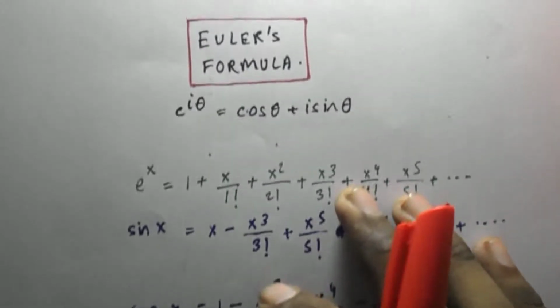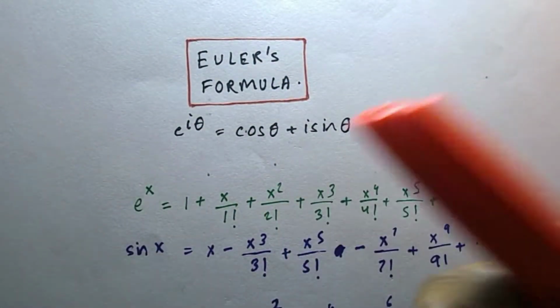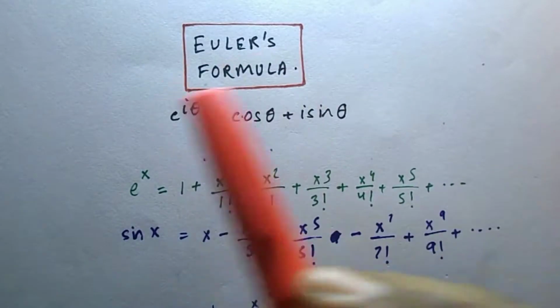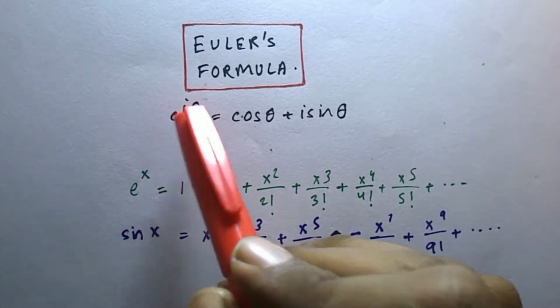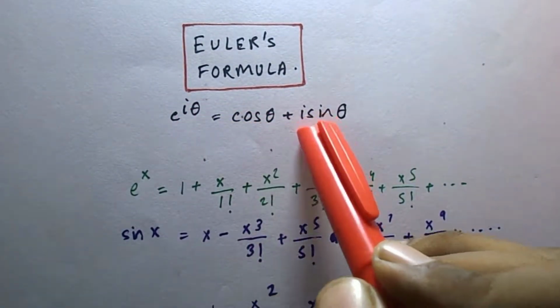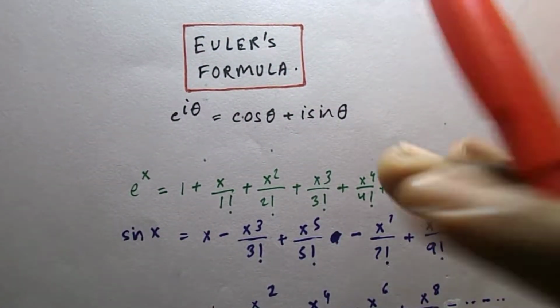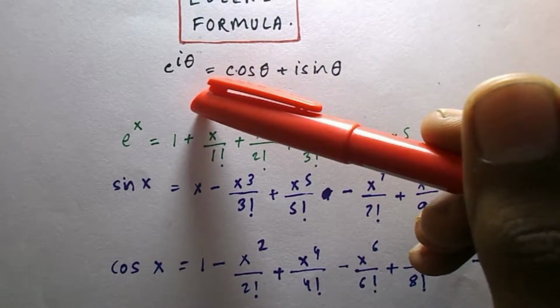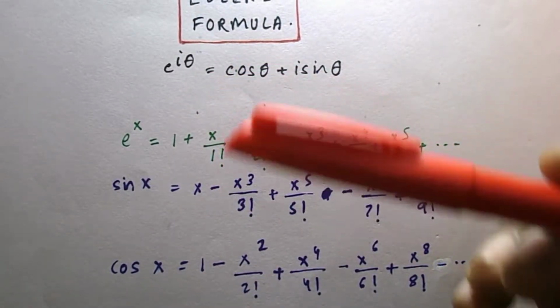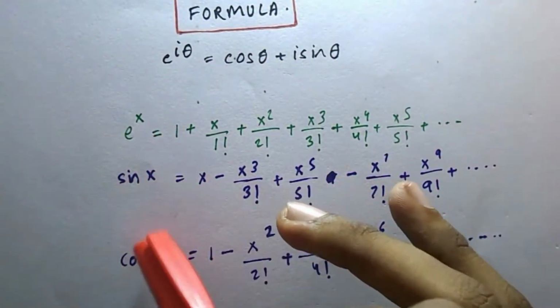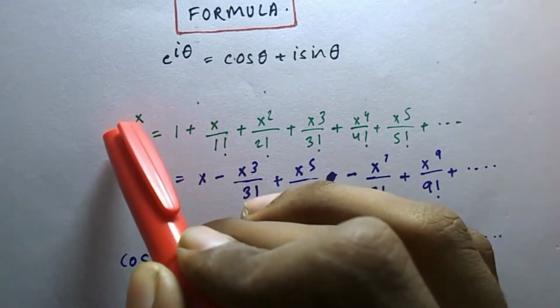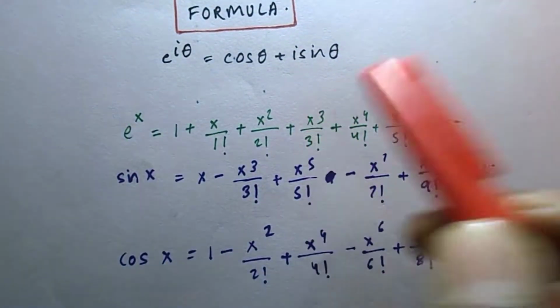Now in this video I'm going to derive Euler's formula using Taylor's theorem. This is Euler's formula: e to the power i theta equals cosine theta plus i sine theta. Right, now I'm going to derive it using these three expansions. These are the Taylor series expansions: these two are the expansions of sine x and cosine x, and this is the expansion of e to the power x.